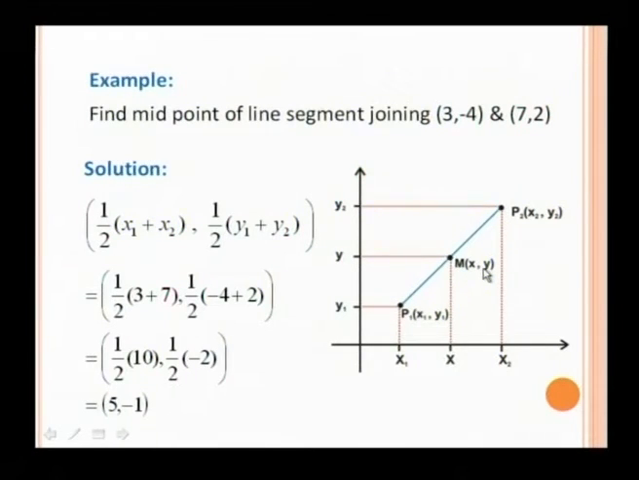To find this midpoint, we use the midpoint formula: 1 by 2 times x1 plus x2 and 1 by 2 times y1 plus y2. We consider x1 and y1 as 3, minus 4, and x2, y2 as 7 and 2. So finally, the midpoint between these 2 points is 5 and minus 1.